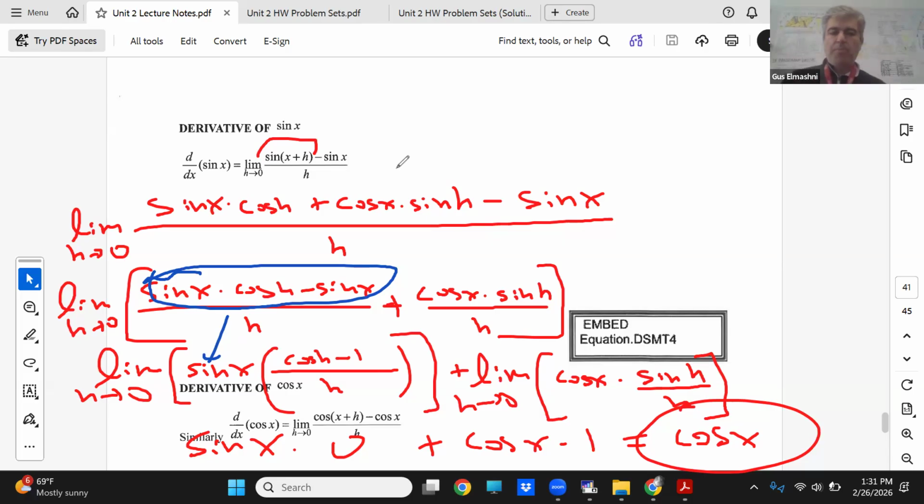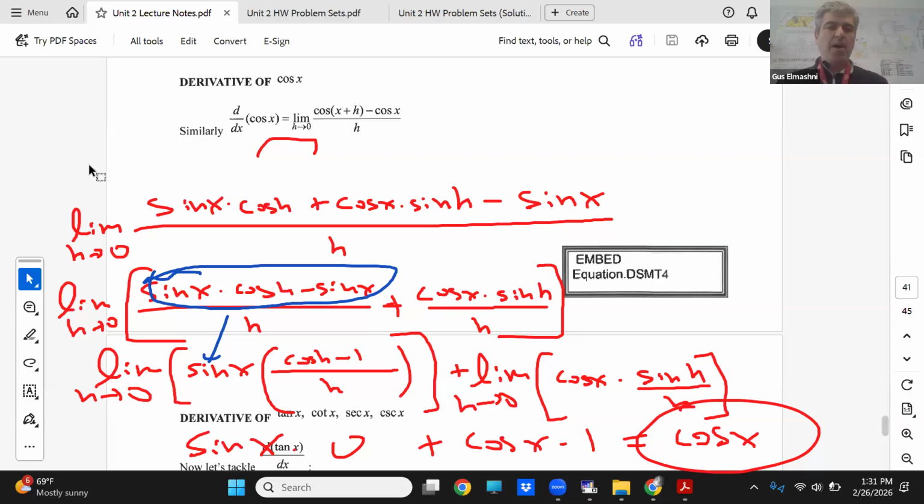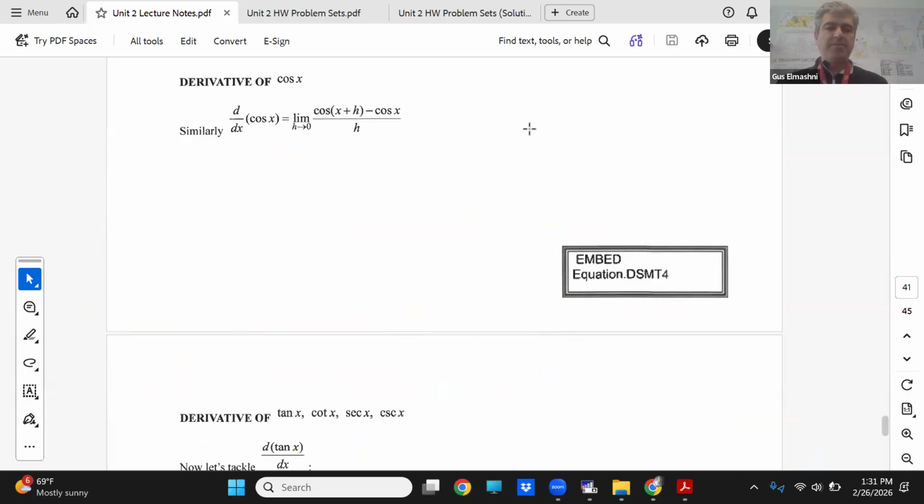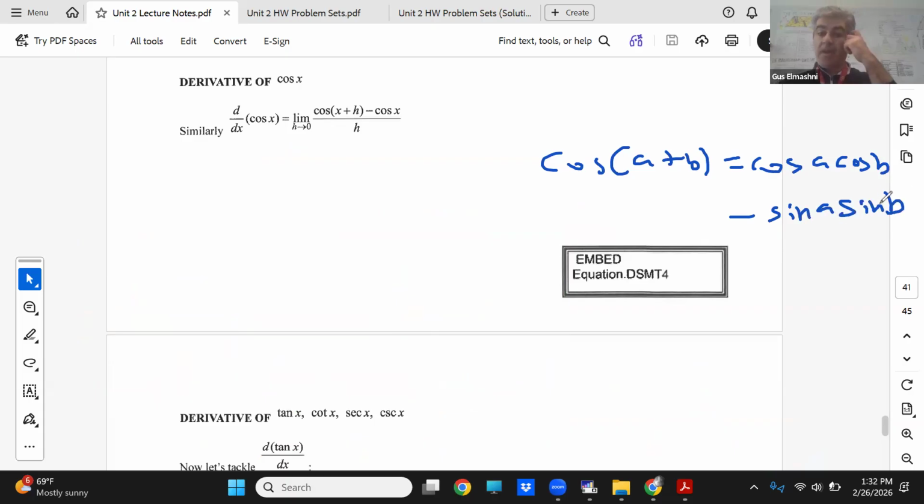Okay. Why don't you guys try proving the next one? Do you guys remember the sum formula for cosine? Right. Cos x plus h minus sin h. I'll put the formula up for you guys. So cosine of a plus b equals cosine a cosine b minus sine a sine b. Okay, go and give that a shot. We're going to do one more derivation after that, and then we'll do some problems.